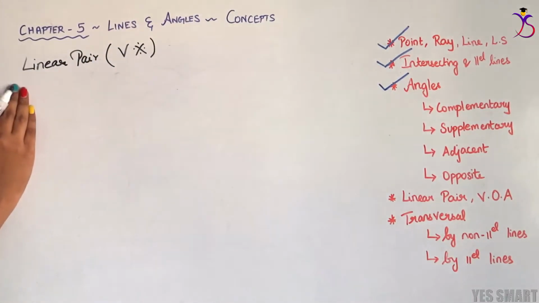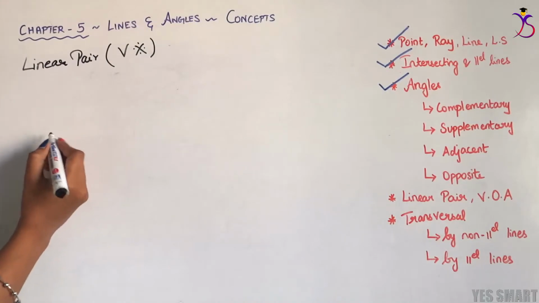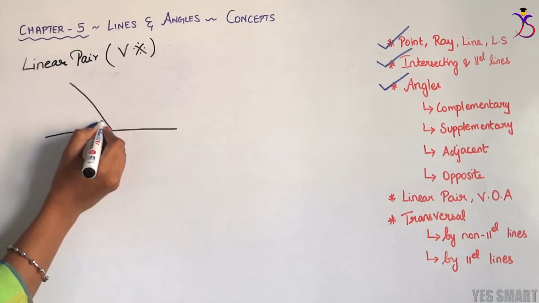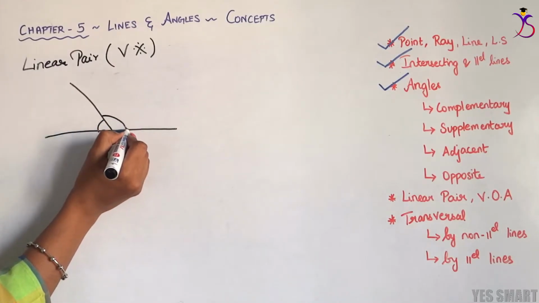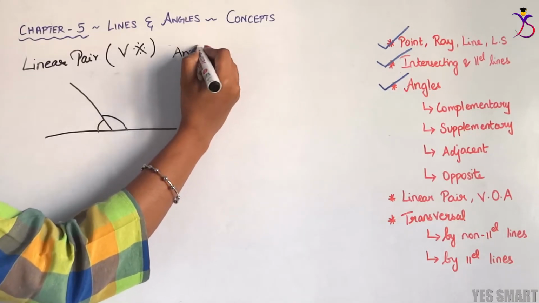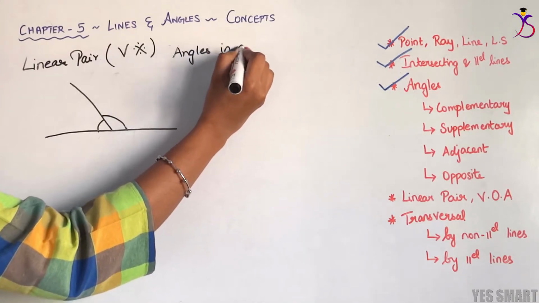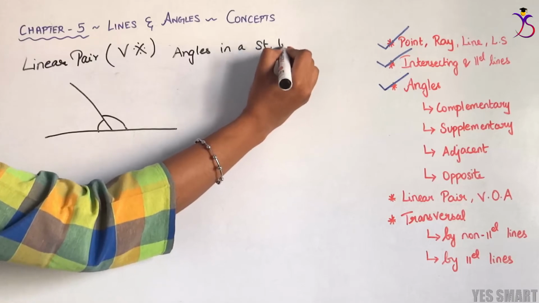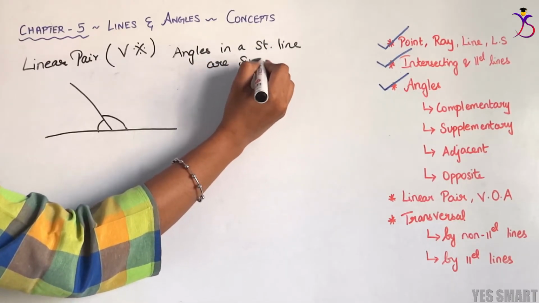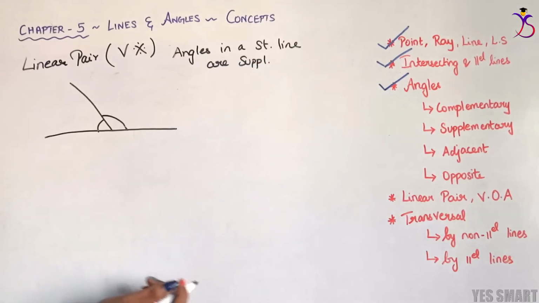That is, if we have a straight line and we have a ray on it, two angles are formed here. The sum of these angles is 180 degrees. That is, angles on a straight line are supplementary. So the sum of all angles on a straight line gives us 180 degrees.